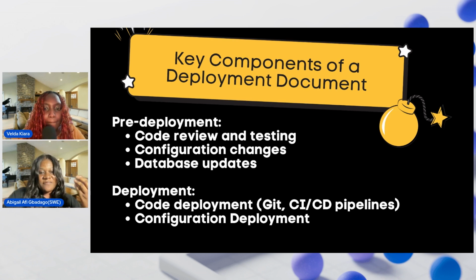So with the deployment, we have the code deployment itself. With what Velda showed, it was done with GitHub Actions. The code was hosted on GitHub and then we ran the pipelines. You can move on.